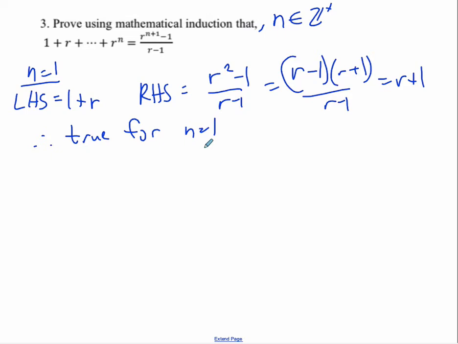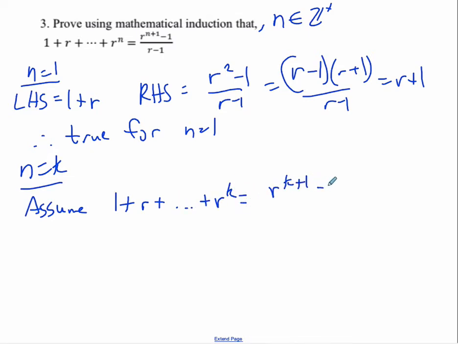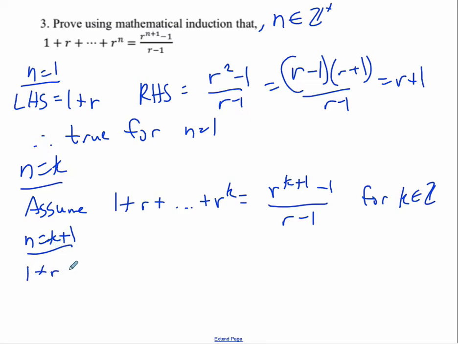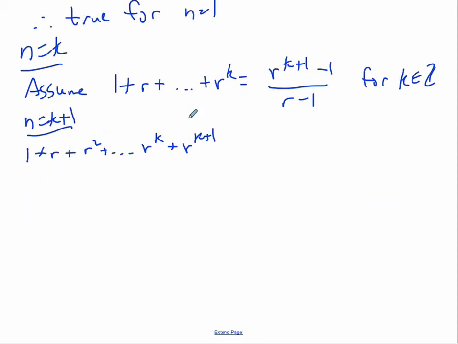Okay, next is the n equal k part. N equals k, assume 1 plus r plus dot dot dot plus r to the power k equals r to the power of k plus 1 minus 1 over r minus 1 for some k in the integers. Okay, so then for n equals k plus 1 step, we do this: 1 plus r plus r squared plus dot dot dot. We'll have an r^k, and then we'll have an r^(k+1). Okay, then we'll just plug this in.